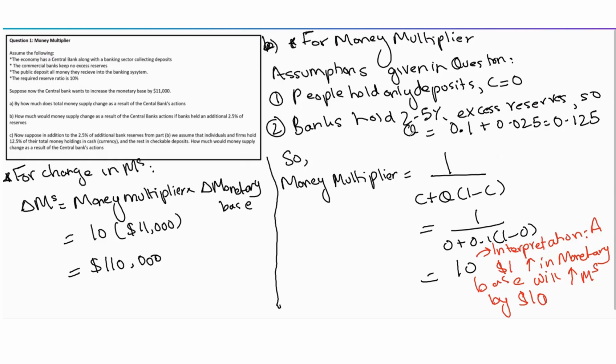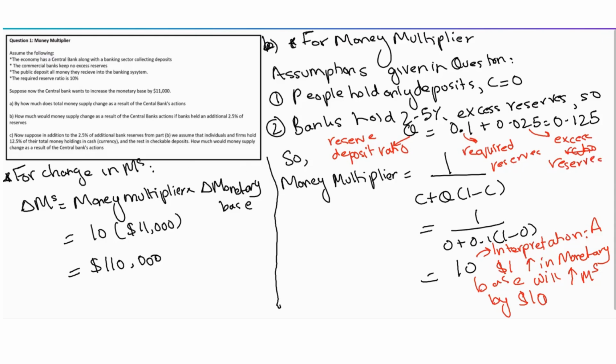In the first example, they weren't keeping any excess reserves, but in this example, they are. So over here, we know theta is the reserve deposit ratio. 0.1 is the required reserve ratio, so these are the required reserves, and 0.025 are the excess reserves, because theta is the fraction of deposits held as total reserves. Some of these will be required reserves, and some can be excess reserves if banks hold excess reserves.